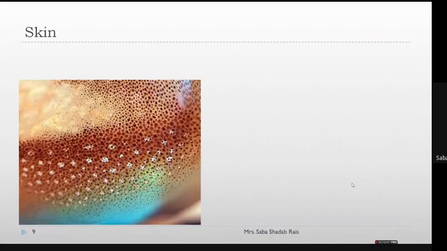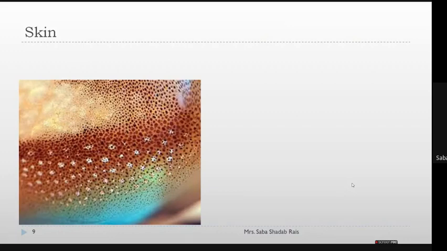You will observe that whenever they feel threatened by a predator, they try to camouflage. At that time they change their body color, and you will find that their color keeps on changing. That video is also available on YouTube. Just type "changing color in sepia" and you will find it. So they have the capacity to change their color.